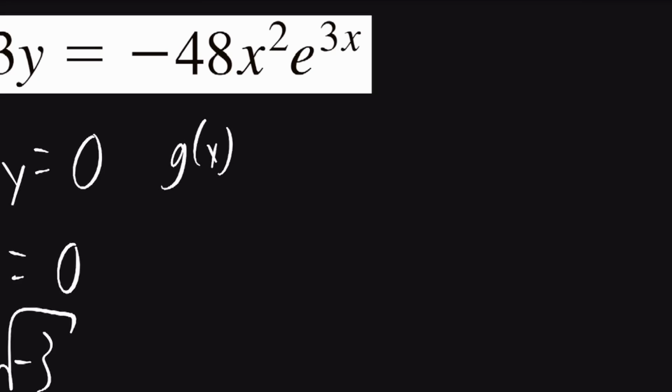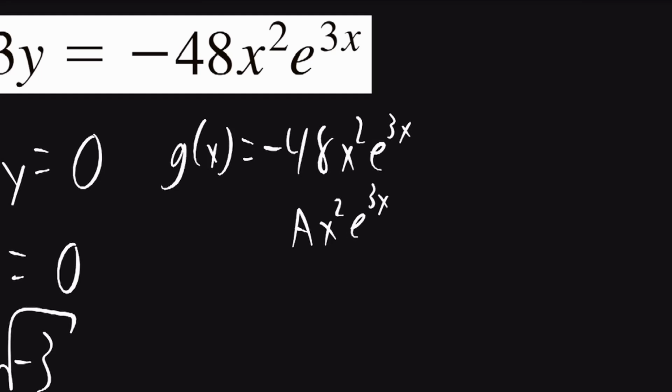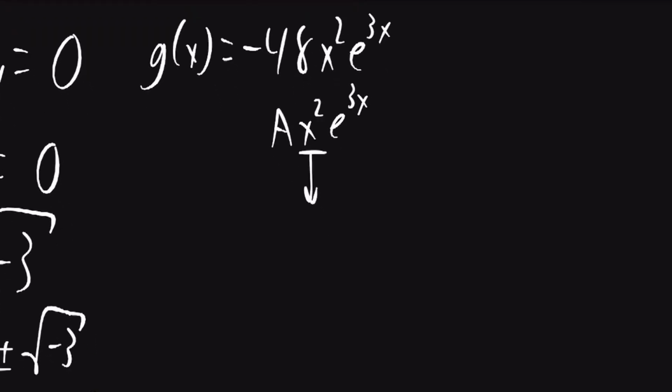g of x is equal to negative 48 x squared e to the 3x. This is going to have some constant times x squared times e to the 3x. But if you remember, whenever we have an x squared term, we have to account for the possibility of the other terms of the polynomial. So we actually have to account for ax squared, but also bx and c.